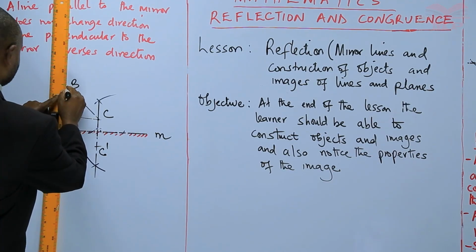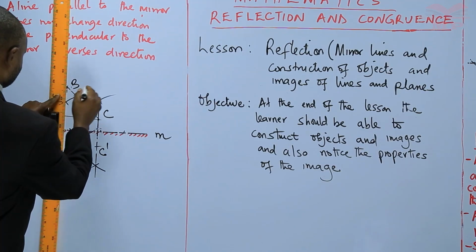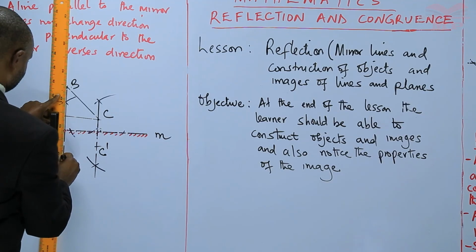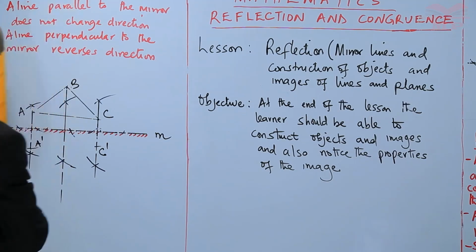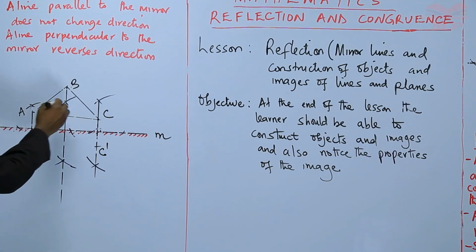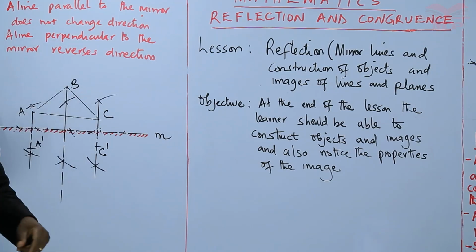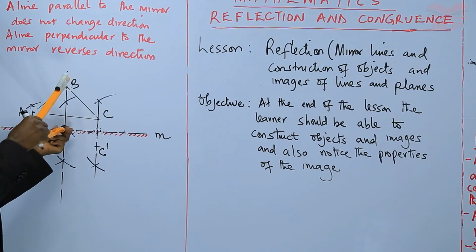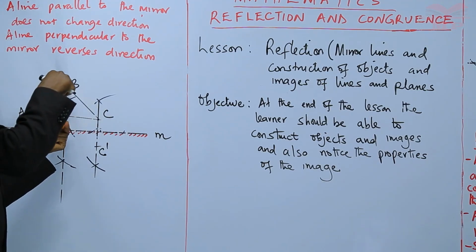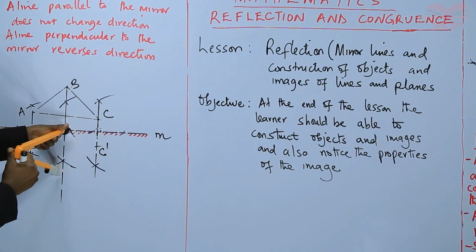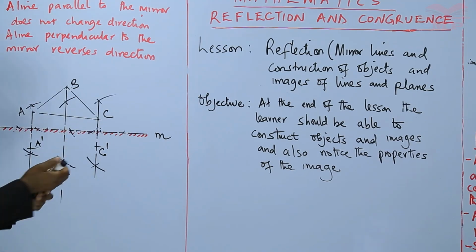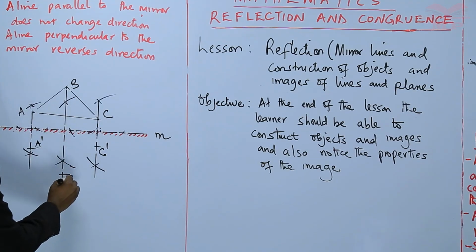So here, you'll have continuous. On the other side, have dotted. After getting that, use the same distance from the mirror line to B. It will be the same distance from the mirror line to the image B prime. So that is my B prime. I remove. I've got my B prime.